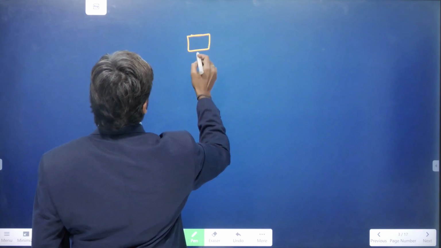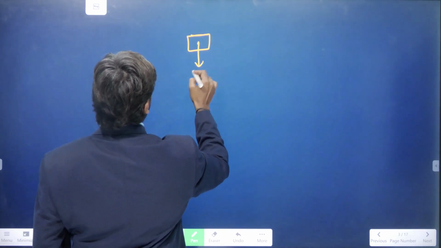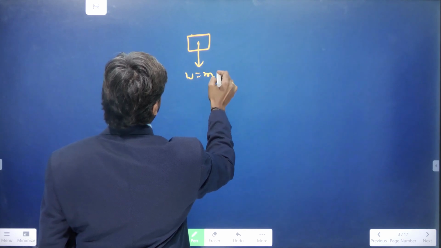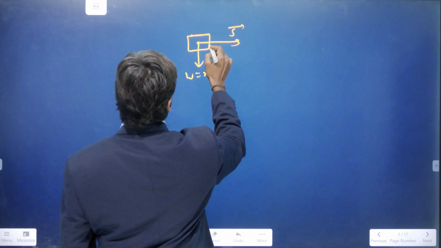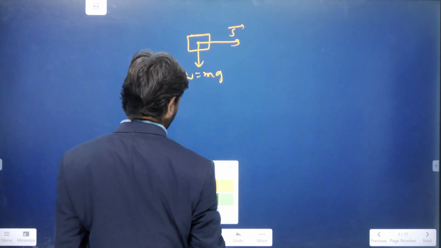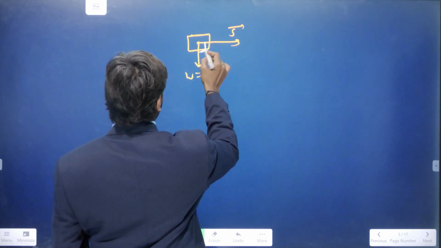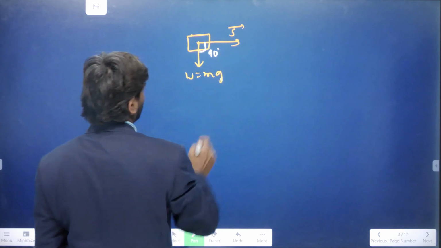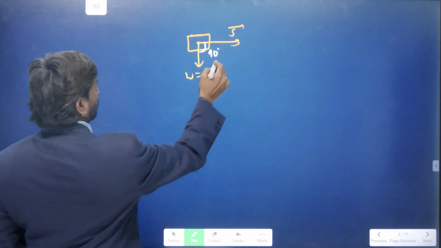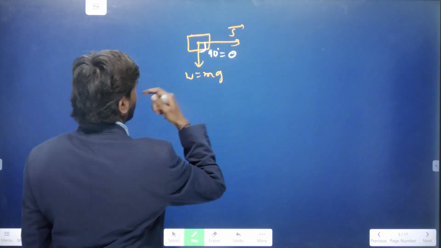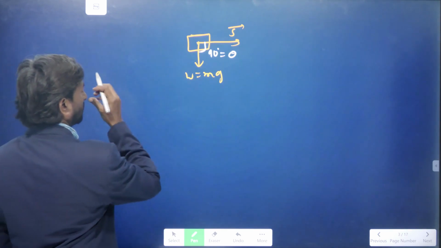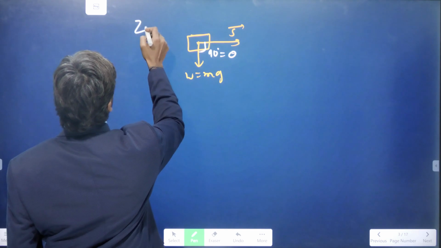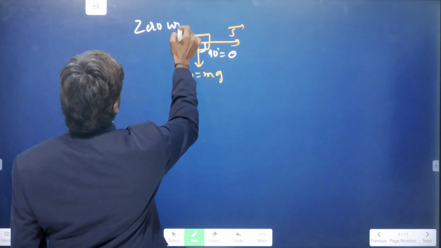Suppose an object is there, and the weight is acting in the downward direction, that is mg, and the displacement is in this direction. So here the angle between the force and the displacement vector is theta equals 90 degrees, then the work done will be 0.